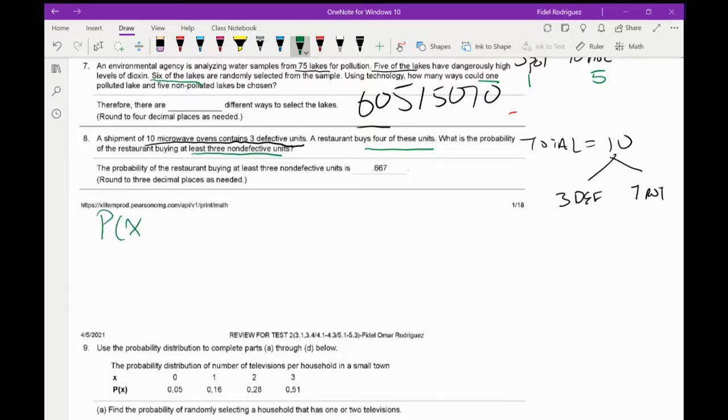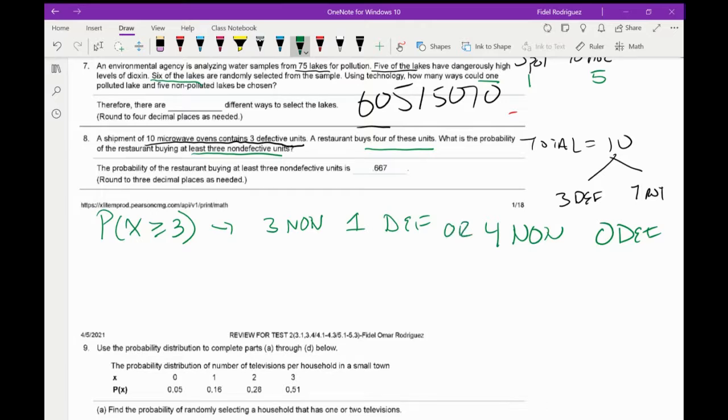So I want you to think about this for a minute, guys. The probability of them buying at least 3 non-defective units, what that really means is that they could have 3 non-defective and 1 defective, or they could have 4 of them that are non-defective and 0 from the defective group, okay? That's really what that means, right? And I'm going to put an or right here, because they can have 3 of them that are not defective and 1 of them is, or all 4 of them are not defective. Since this is a probability problem, guys, I usually find it easier to do my denominator first. So there's 10 microwaves and they're going to buy 4 of them. So my denominator is going to look like this, 10 choose 4.